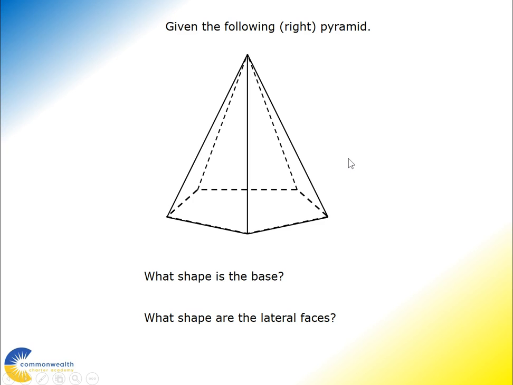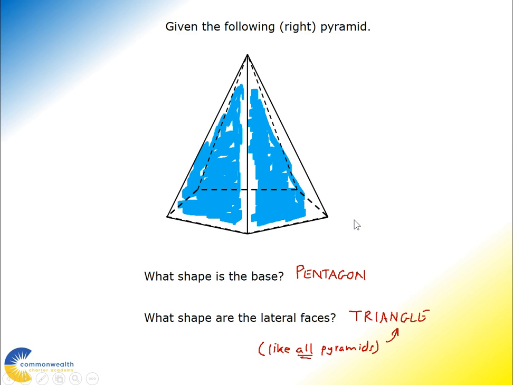For this pyramid, what's the shape of its base? Well, the shape of the lateral faces helps you determine the base, and that should be answered first. The lateral faces are triangles, which means the base is this figure down here, which looks like, and we're always assuming it's going to be irregular, a pentagon. The shape of the lateral faces are going to be triangles, like all pyramids. That should not be any kind of big deal.